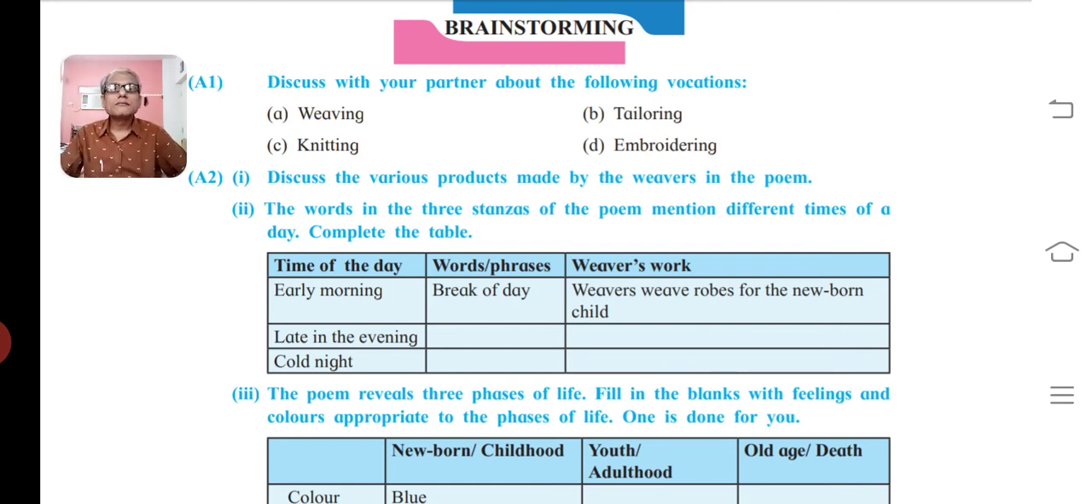Now second, late in the evening. Fall of night. Weavers weave a wedding veil for a queen. Next, cold night. In the next column, moonlight chill. In the next column, weavers weave a shroud for a dead man's funeral.